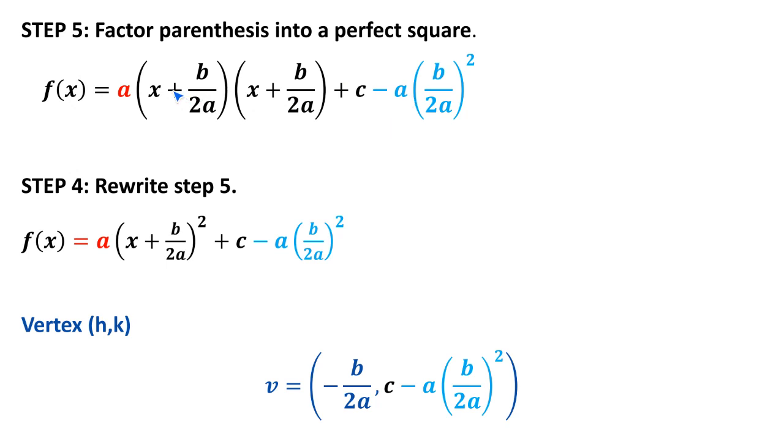Now, since this parentheses and this parentheses are the same, I can write it as x plus b divided by 2a, squared, and then I'm going to have this here. So now this is in standard form.